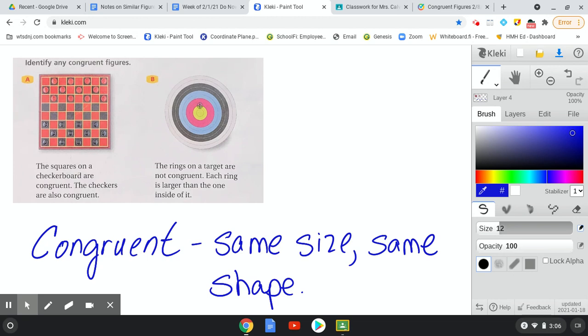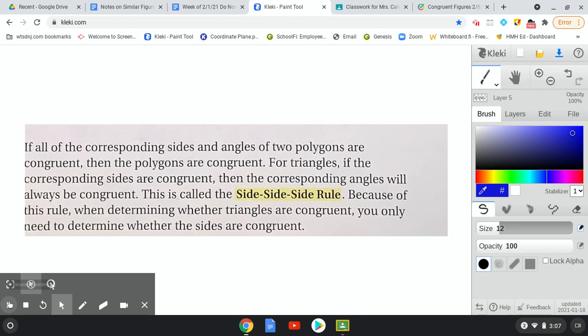Looking at B, the target, the rings on a target are not congruent because each ring is larger than the one inside of it. So even though they are the same shape, they are not the same size. So in order for something to be congruent, they have to be the same size and the same shape.